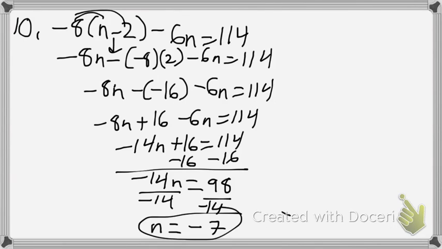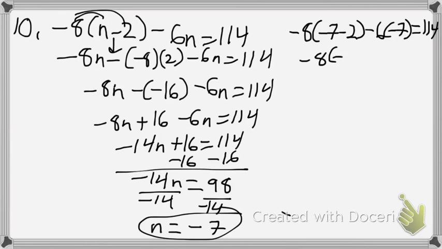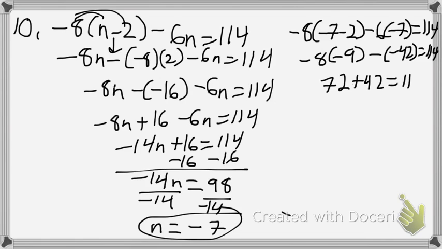Now, if you're not sure if you got the answer right, what you can do is plug that n back up top. So now we have negative 8 times negative 7 minus 2 minus 6 times negative 7 equals 114. That gives us negative 8 times negative 9 minus a negative 42 equals 114. Or 72 plus 42 equals 114. And 114 equals 114. Because 114 equals 114 is a true statement, it means that we did it right.